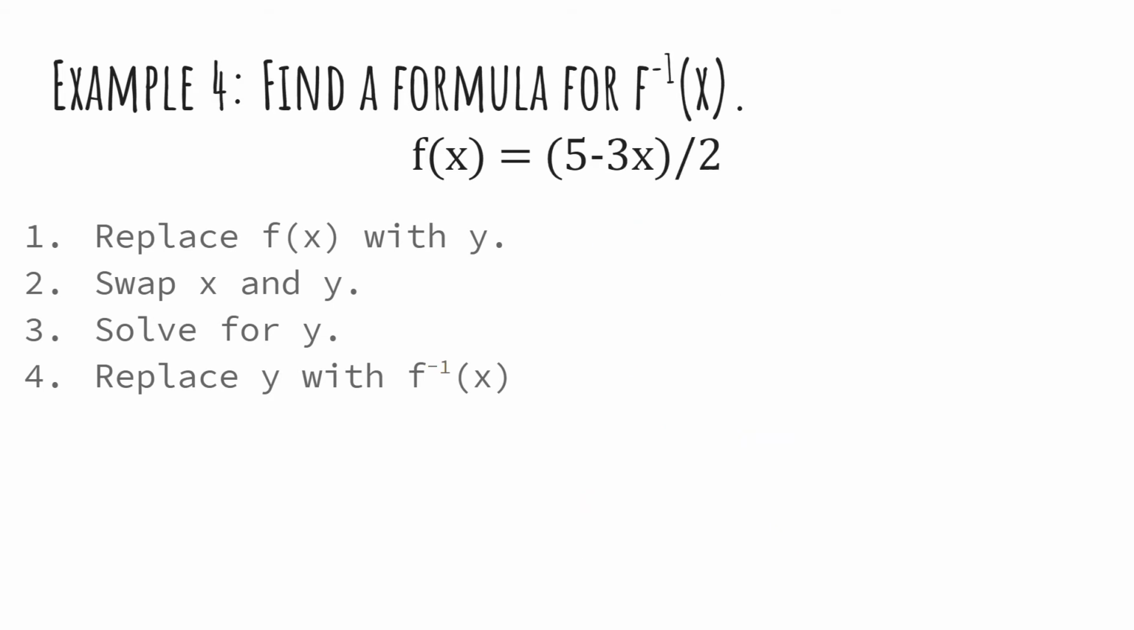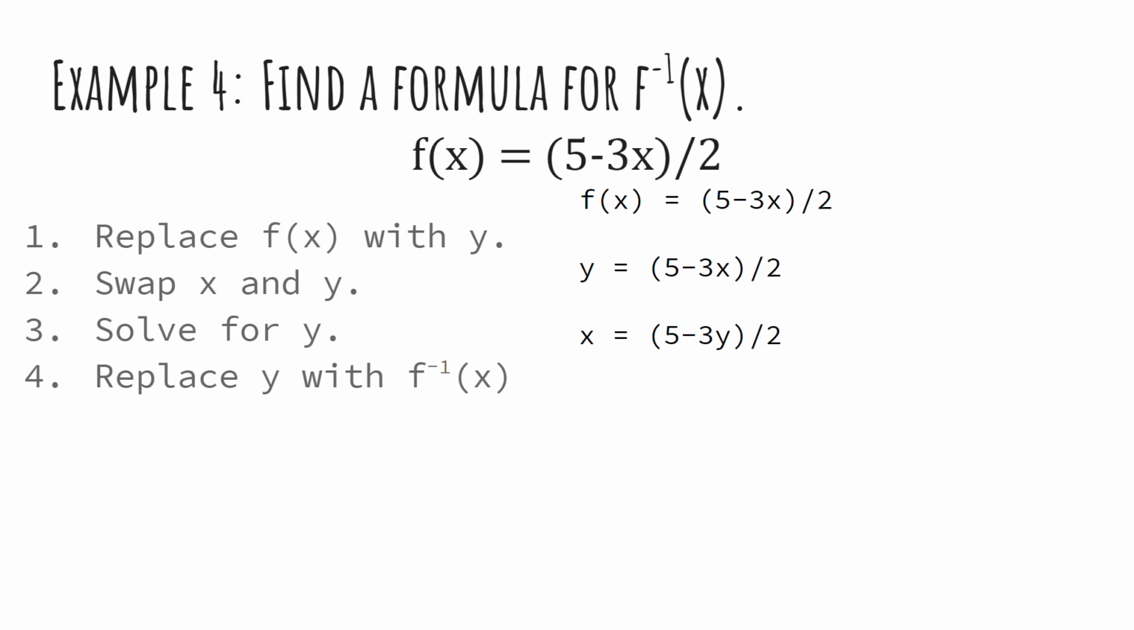Next example, we've got f of x equals (5 minus 3x) divided by 2. So first things first, we'll replace f of x with y. Then we'll swap our x and y values. Remember, inverse just means a domain and range switch. So we've got x equals (5 minus 3y) over 2.